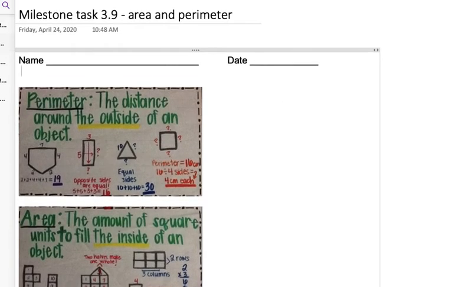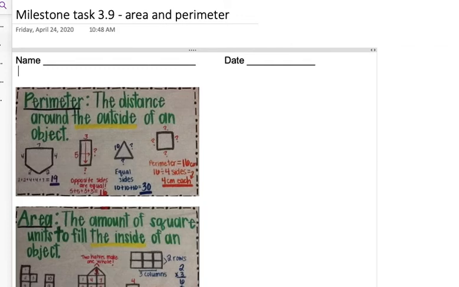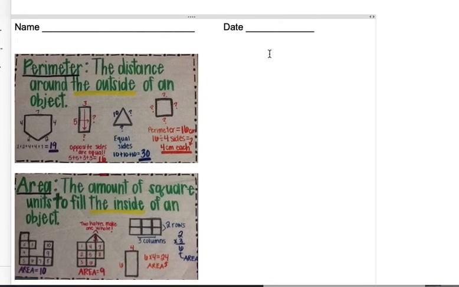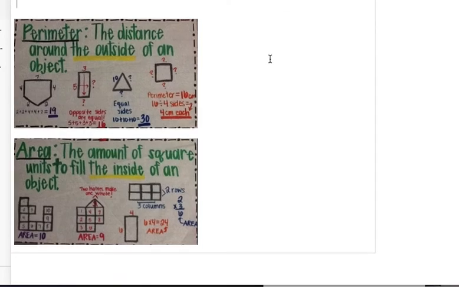And this video is about the Milestone task 3.9, which is basically the end of the unit. This unit was very short. It is about area and perimeter. In the beginning of this task, I put the definitions just as a reminder of area and perimeter.